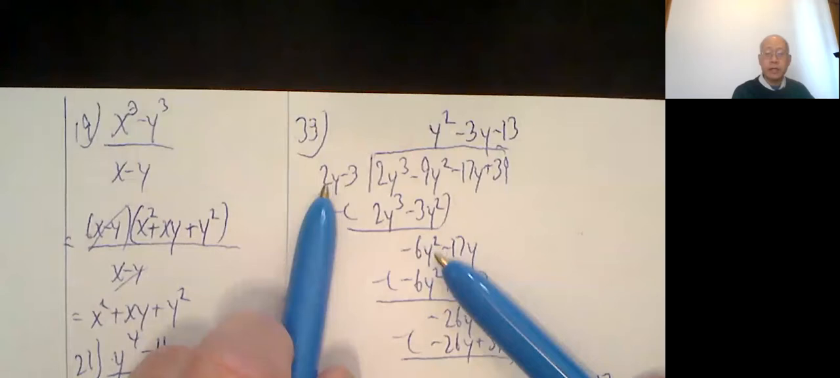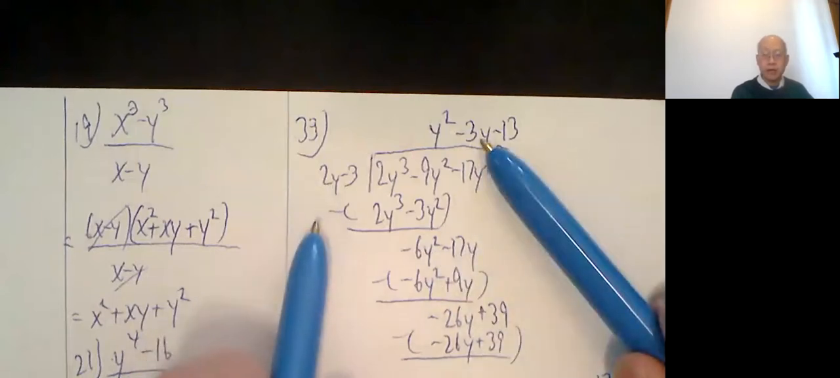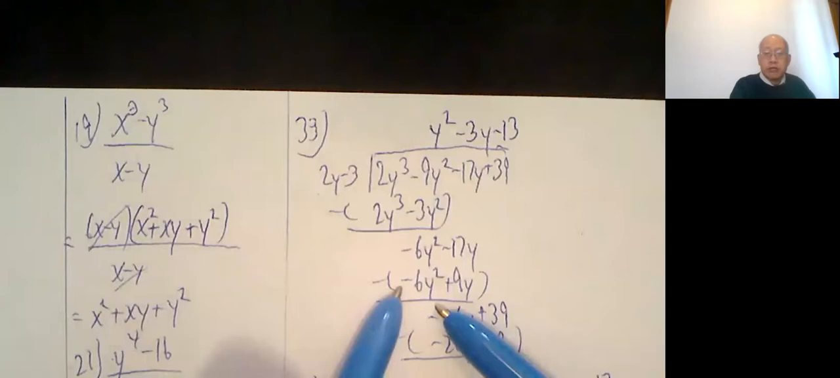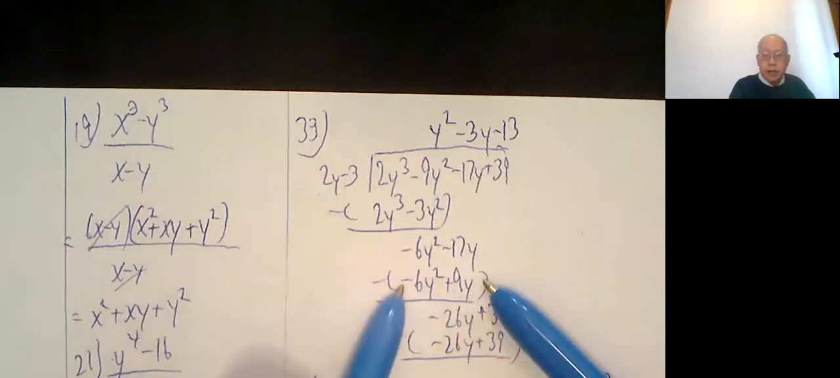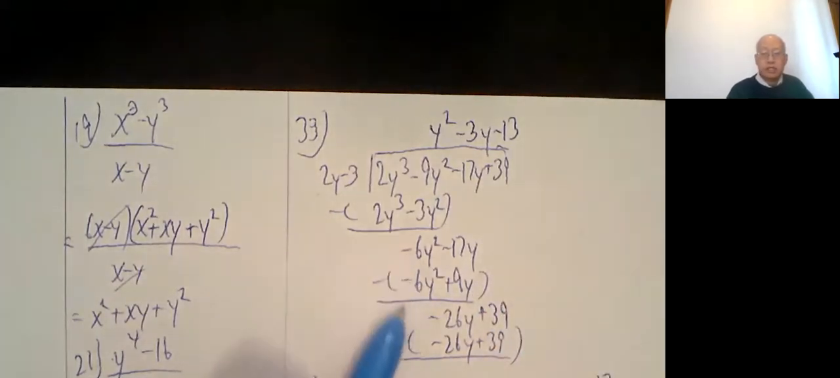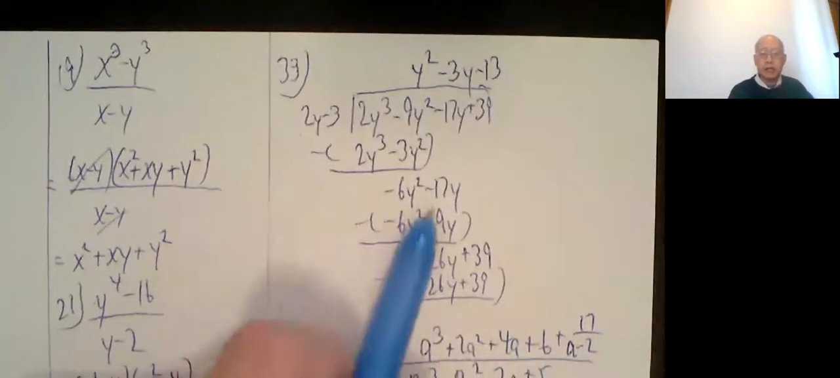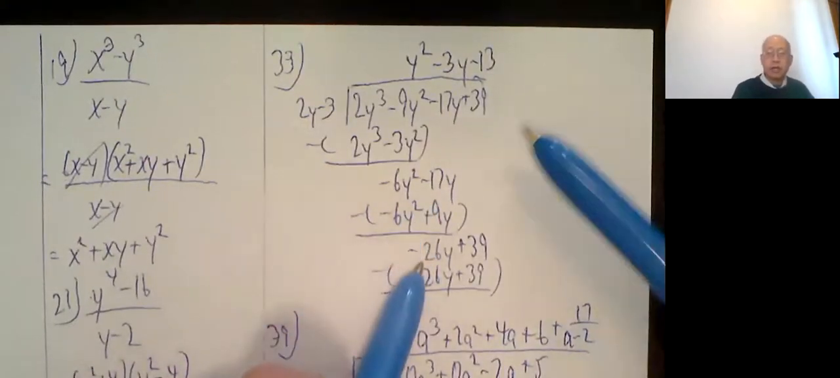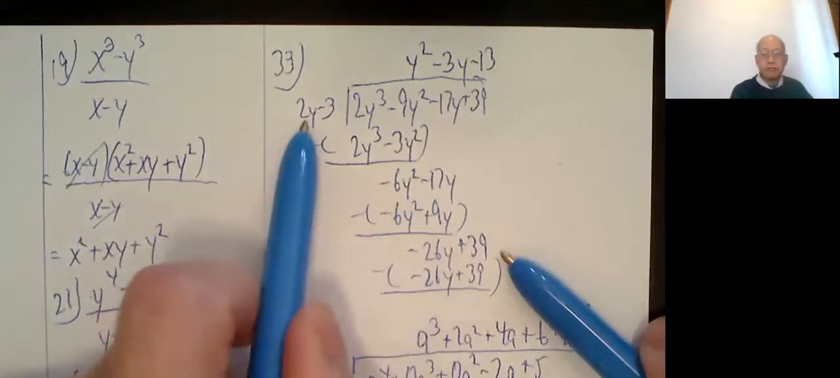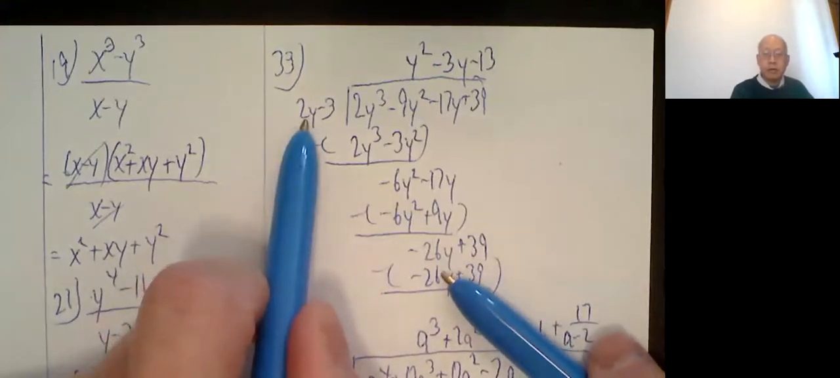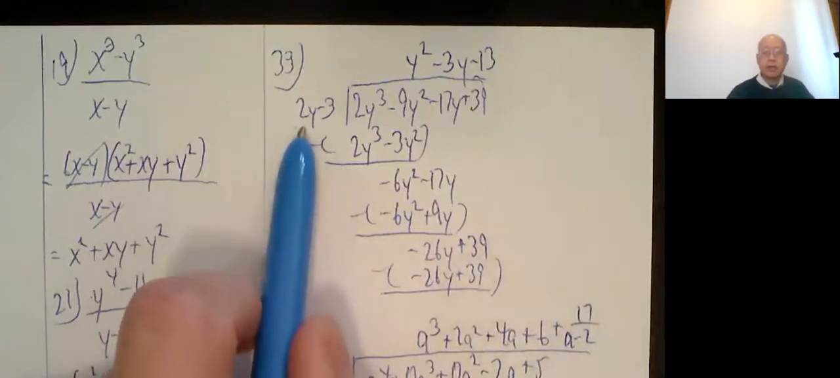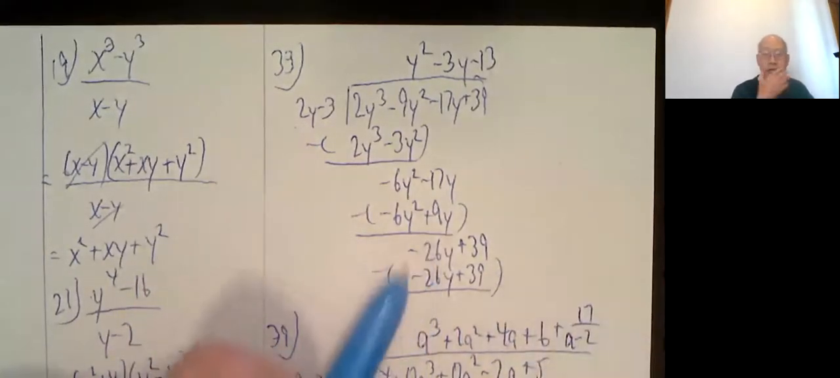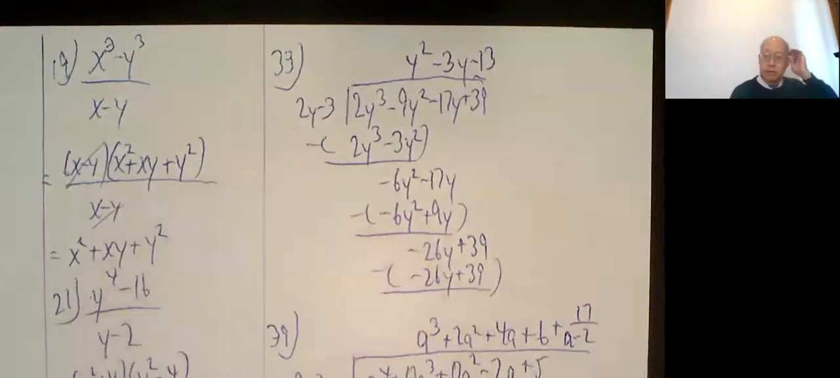How do you go from 2y to negative 6y squared? Negative 3y. Negative 3y times the whole thing. Negative 6y squared plus 9y. Subtract. Negative 6y squared plus 6y squared cancels out. Negative 17y minus 9y is a minus 26y. Bring down the 39. Start again. How do you go from here to here? Negative 13. Multiply negative 13 times this. Negative 26y plus 39. Anything minus itself is 0, so no remainder.